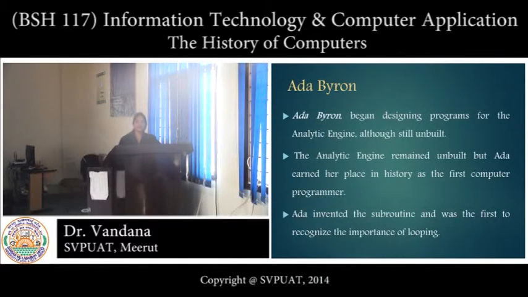With the analytical engine, which was based on the concept of programming, it was Lady Ada Byron who started designing a program for the analytical engine, although the program couldn't be completed because the machine was also incomplete. Though the analytical engine remained unbuilt, Ada earned her popularity, her place in history, as the first computer programmer. She invented subroutines, functions, and recognized the importance of looping.